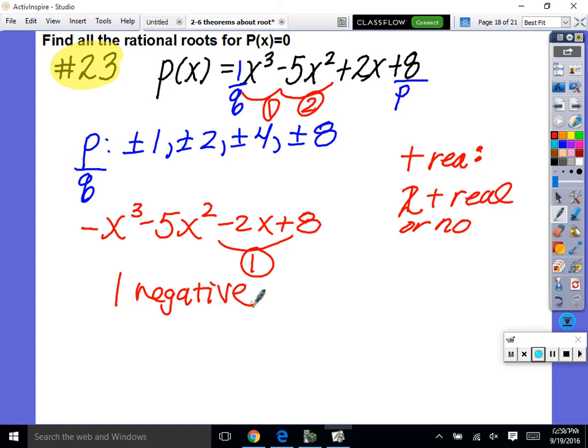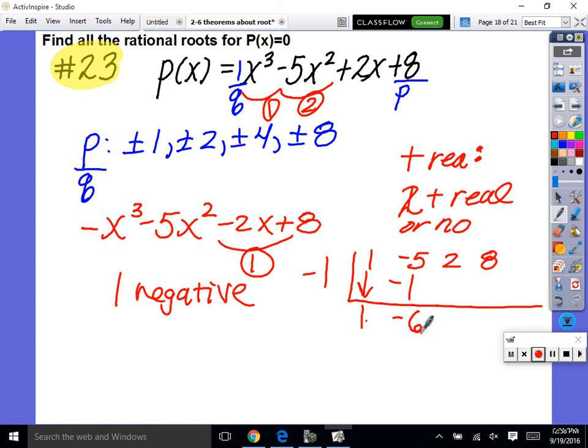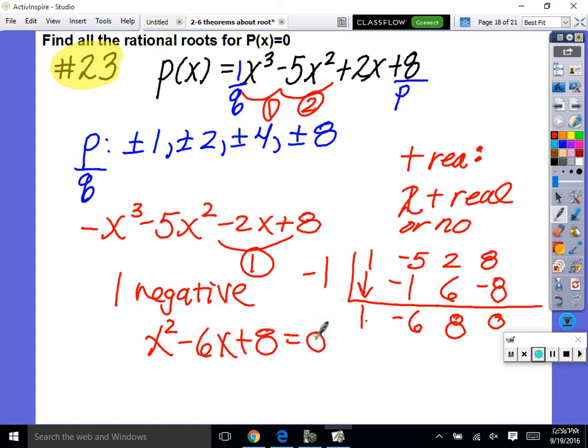If you test -1 on number 23, guess what we get? 0. So we know -1 is a solution. So I'm going to do a synthetic division to finish it off because I don't want to keep testing. So I have a 1, a -5, a 2, and an 8. Drop down 1, that's -1. Add straight down, -6. Up here is 6. Add straight down is 8. That's -8. Add straight down is 0. Remainder 0, it better be, right? So this is the quotient: x squared minus 6x plus 8. If it factors more, you have 2 more rational roots. If it doesn't, we're done, right?